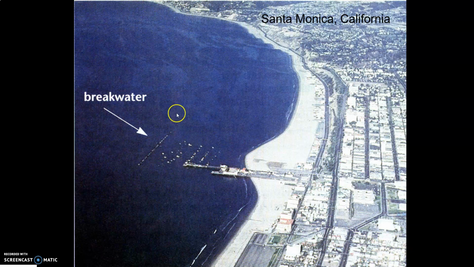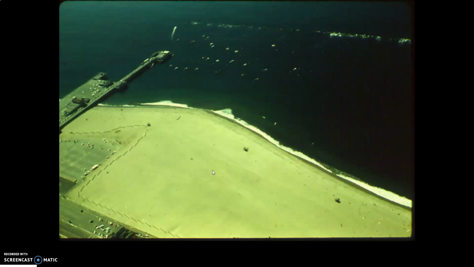And this is the area where it's protected, but what happens is the water migrates around the breakwater and we deposit this symmetrical mound of sand. So what's going on in this photograph here? Is this a jetty or is this a groin? What type of structure is it?